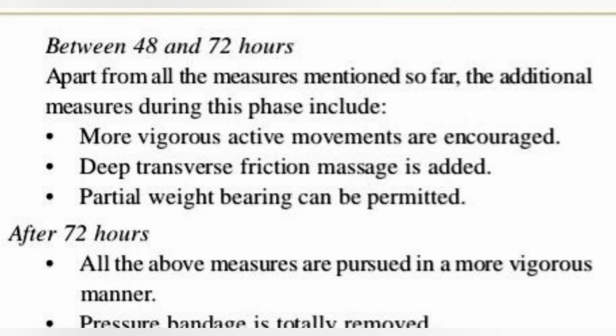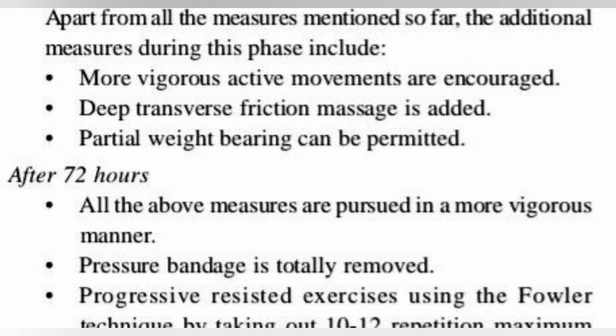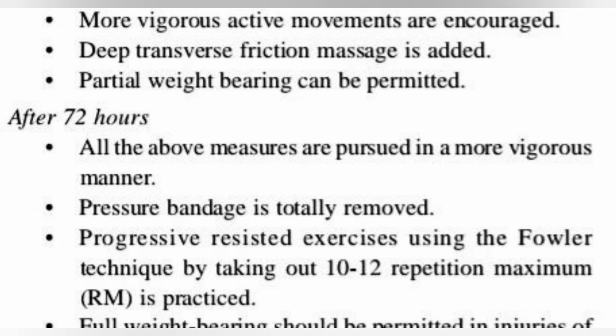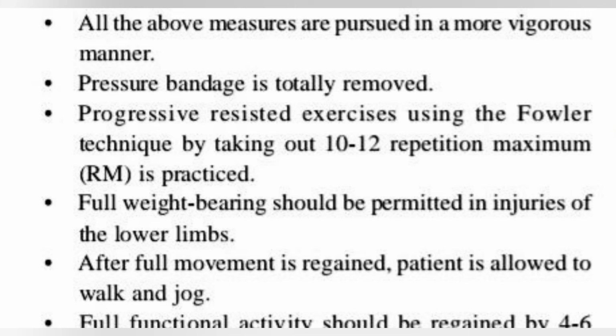Now between 48 to 72 hours. Apart from all the measures mentioned so far, the additional measures in this phase include more vigorous active exercises, a deep transverse friction massage is added, and partial weight bearing can be permitted. After 72 hours, all the above measures are pursued in a more vigorous manner. Pressure bandage is totally removed. Progressive resisted exercise using the floor technique, taking 10 to 12 repetition maximum, is prescribed. Full weight bearing should be permitted in injury of the lower limb.